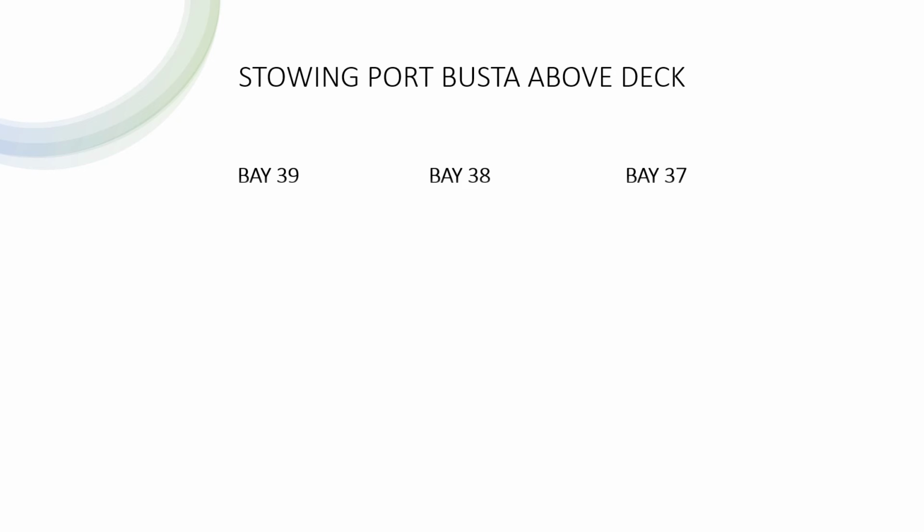Now, the first thing we do when we go above deck, because we put on the hatch cover now, is to stow the remaining port BUSTA containers, and we are going to put them in black to differentiate them from port AROBED containers. And so we would store them first.